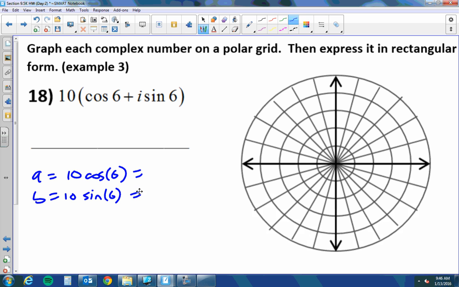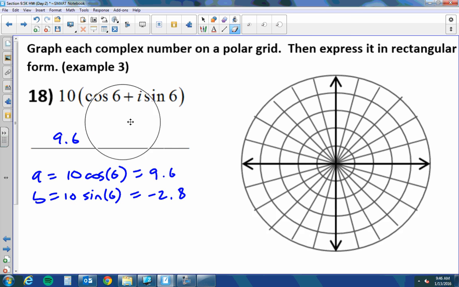And by the way, if we're in the fourth quadrant, you should have positive x, negative y. This is 9.6, wasn't it? And then negative 2.8. Is it around 2.8? Is that right? You can tell I've done this a few times. So for a rectangular form, you write 9.6. The real part goes there, and it's minus 2.8 pi.